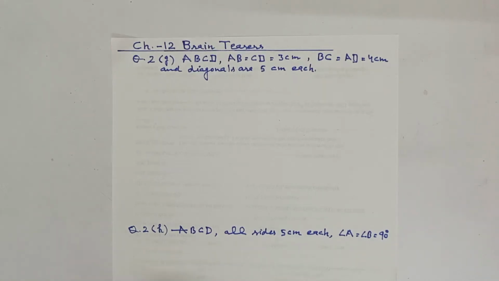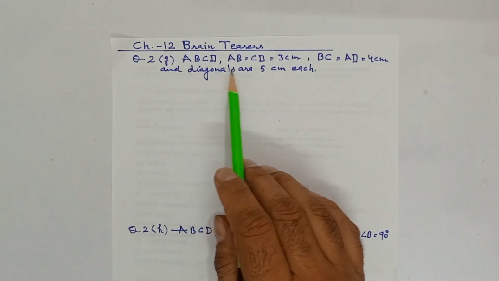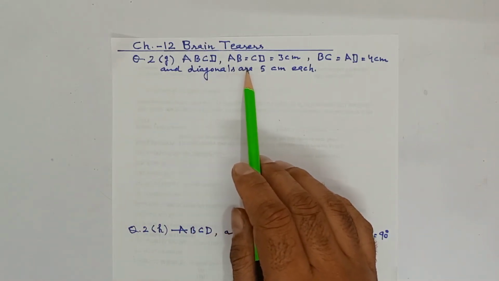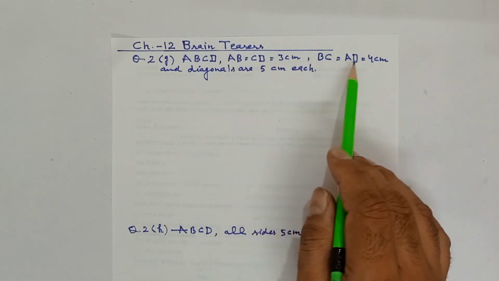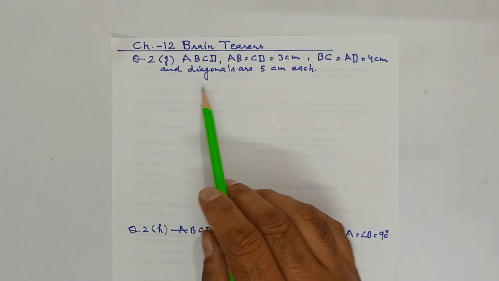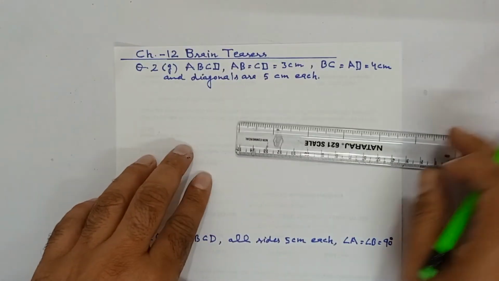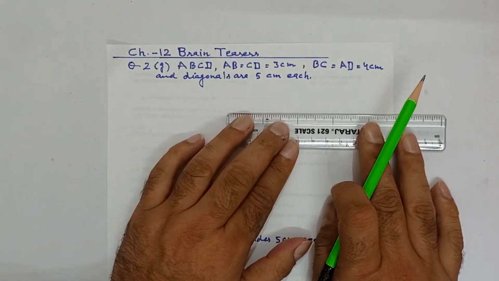Hello everyone. In this video, I am going to do question number 2 part G and H of Brain Teaser chapter number 12, construction of quadrilaterals. ABCD quadrilateral is to be constructed. AB and CD are both 3 cm, BC and AD are 4 cm each, and diagonals are 5 cm each.